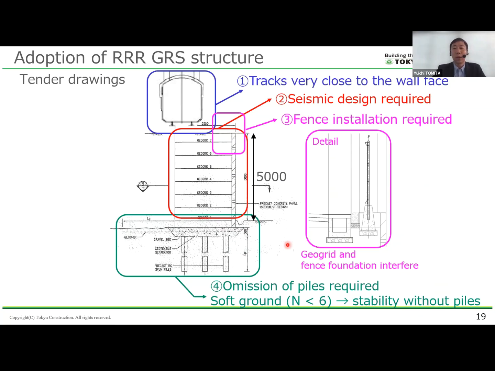In addition, the client asked us to omit the pile foundations under the wall to further shorten the construction period and reduce cost. However, this request was a major technical challenge because in several areas at the retaining wall site, the subsoil had an N value less than 6, very soft ground conditions. For these reasons, we decided to revise the basic design. We adopted the 3RGRS retaining wall, as all these problems cited above can be solved.